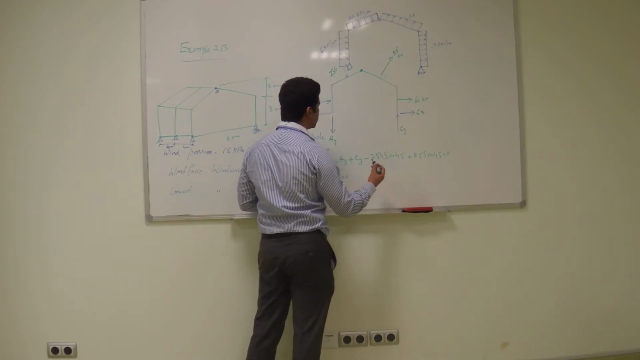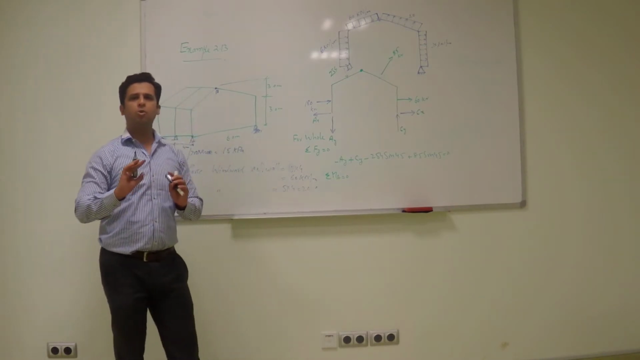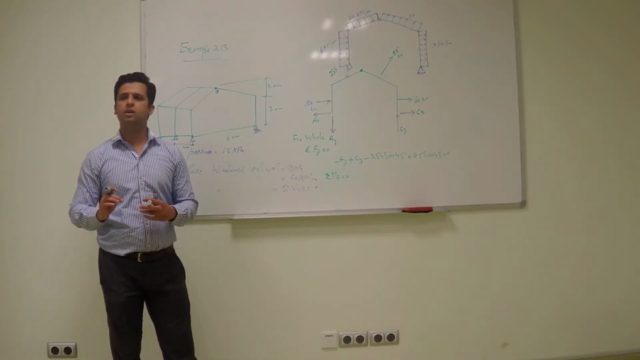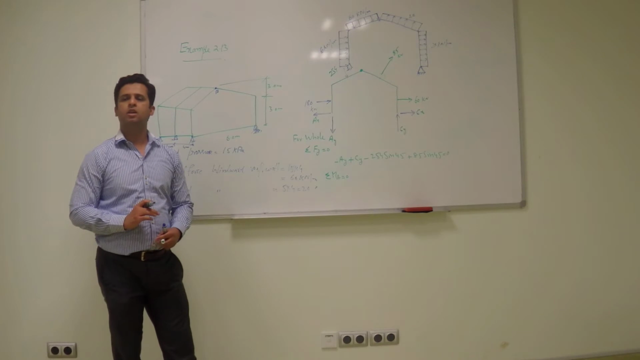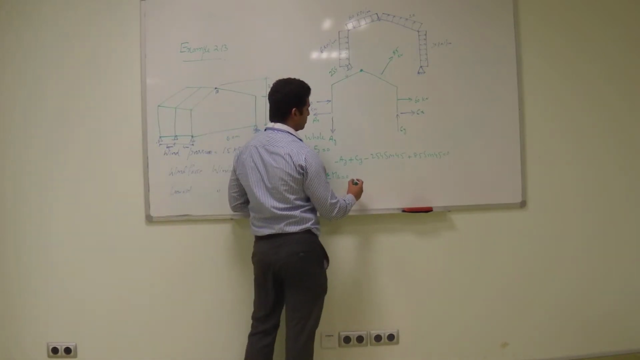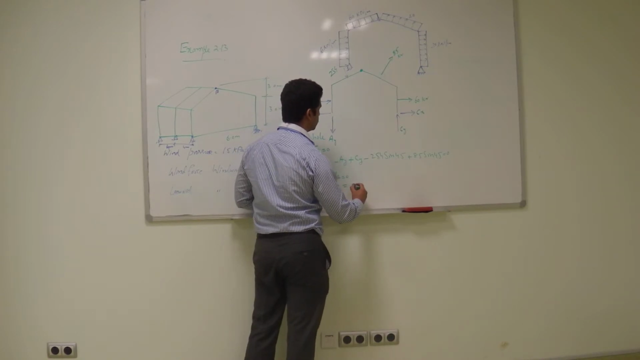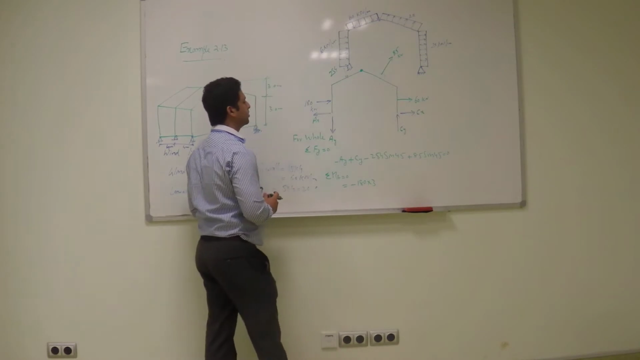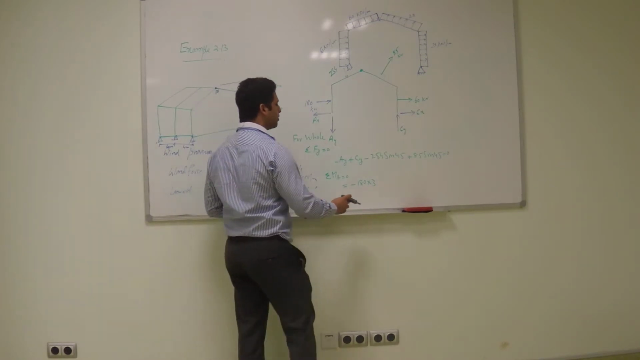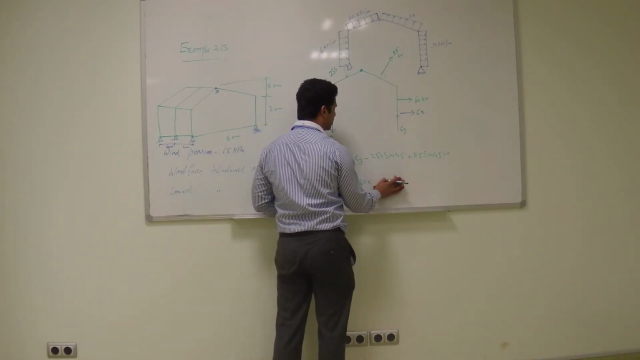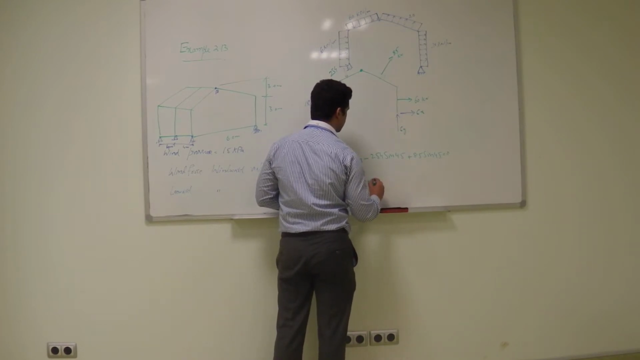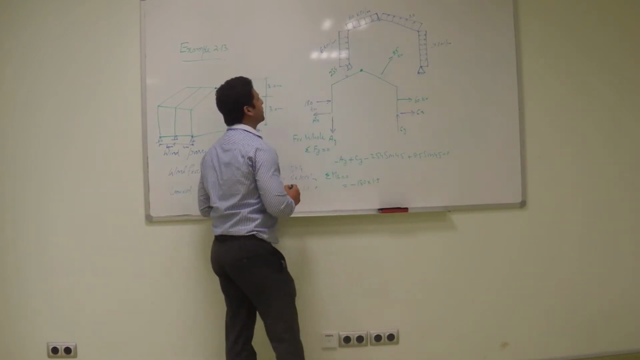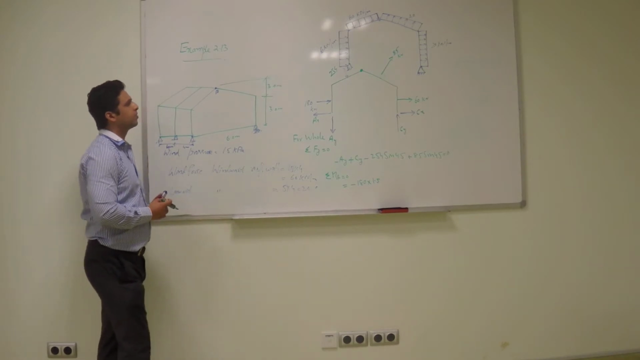180, positive or negative? You can say counterclockwise positive and clockwise negative. So 180 is clockwise, minus 180 into 3... no, 1.5? It's in the middle, so 1.5. And then 254 sine.